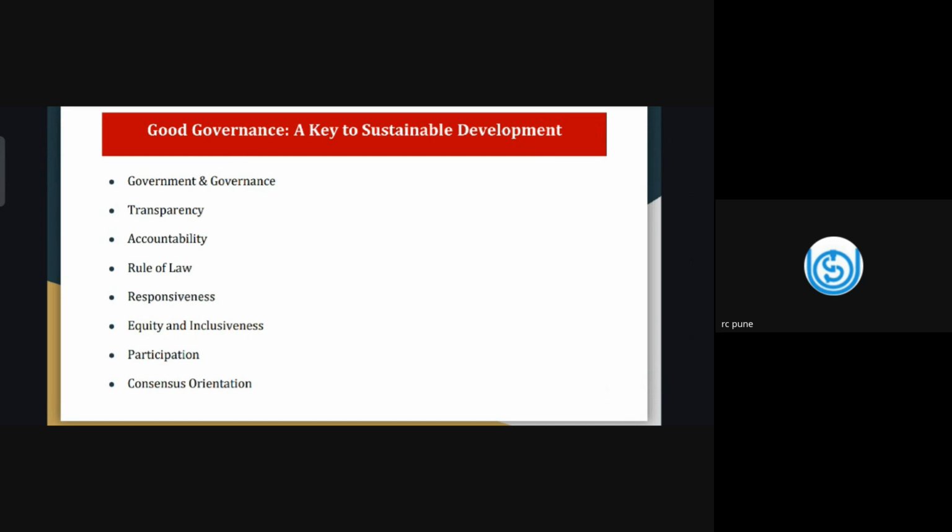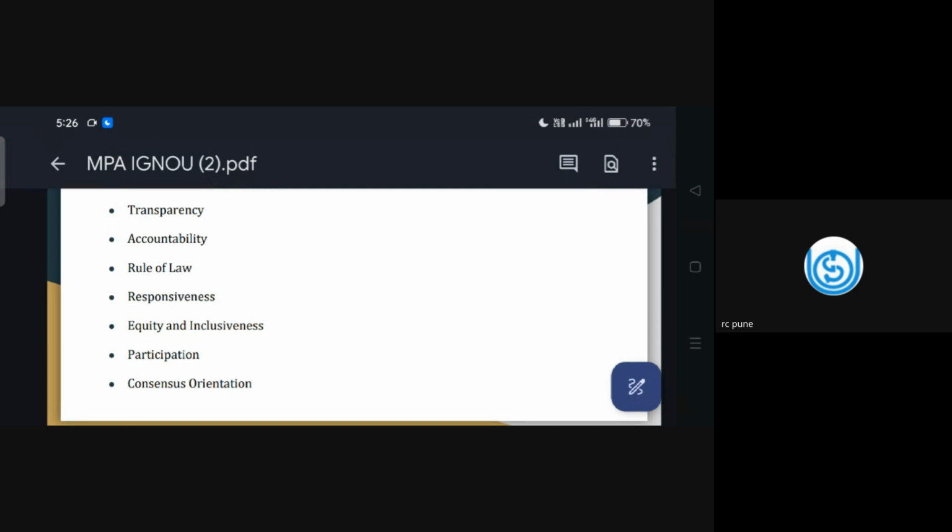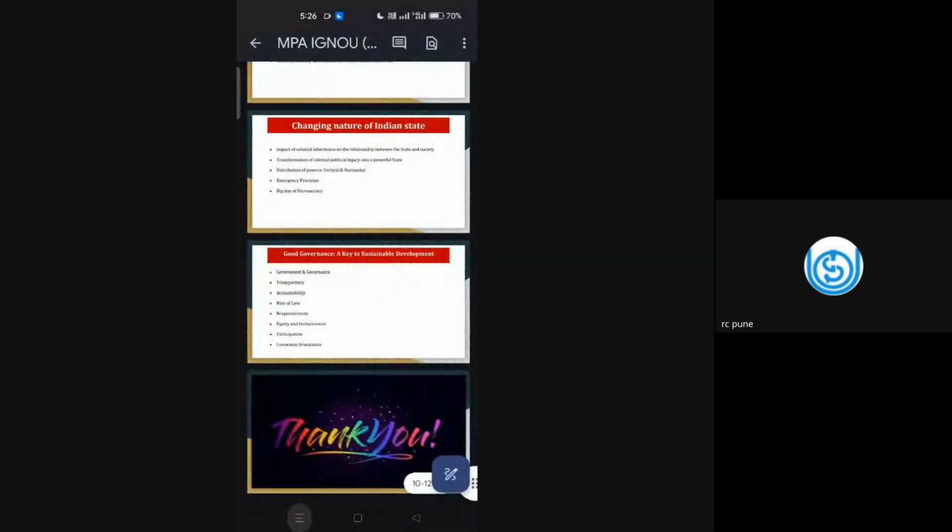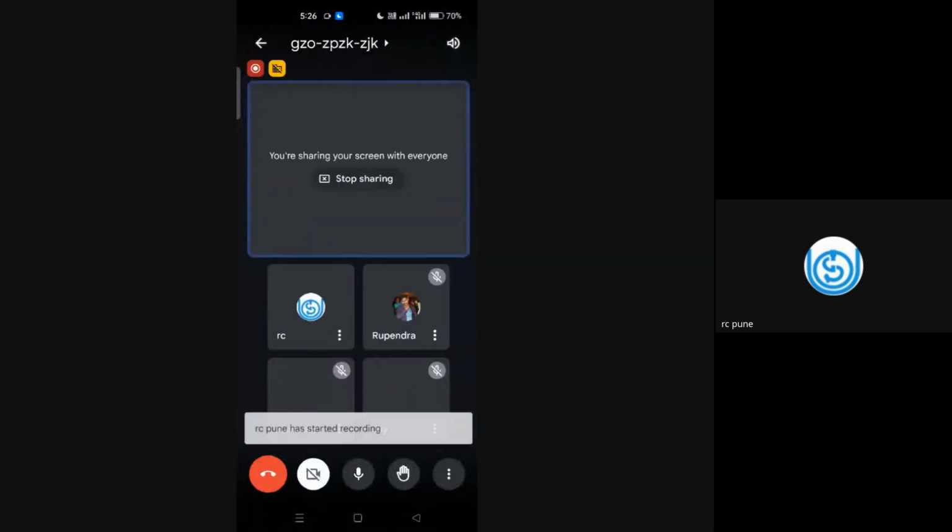Fine. So tomorrow onward, we will take next points, that is transparency, accountability, rule of law, responsiveness, and everything. All these points will be discussed, and we will be taking the further points in upcoming classes. Okay. So now let's open it up for the question answers. If any one of you have any questions, you may please ask your questions.